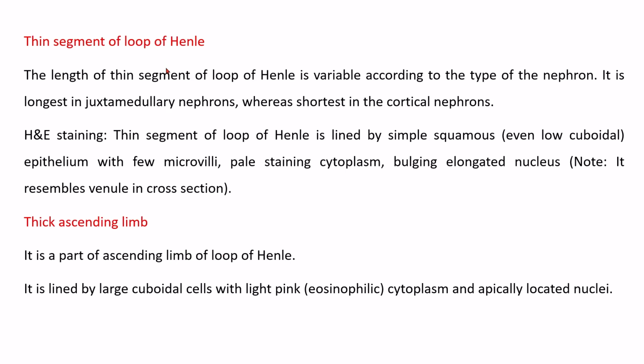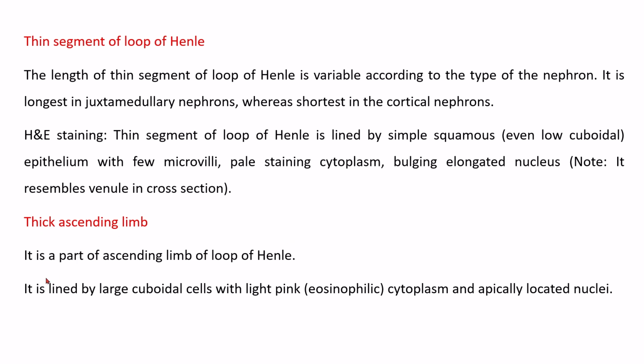Thin segment of the loop of Henle. The length of the thin segment of the loop of Henle is variable according to the type of nephron. It is longest in juxtamedullary nephrons, whereas shortest in cortical nephrons. On H&E staining, the thin segment of the loop of Henle is lined with simple squamous, even low cuboidal epithelium with few microvilli, pale staining cytoplasm, and bulging elongated nucleus. It resembles a venule in cross section.